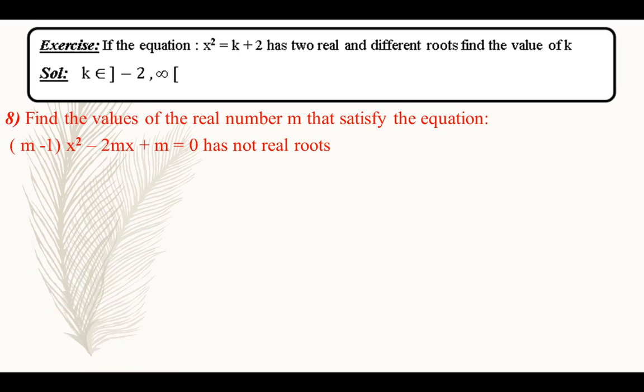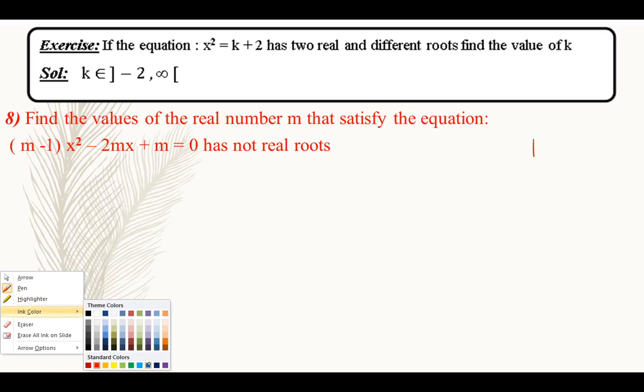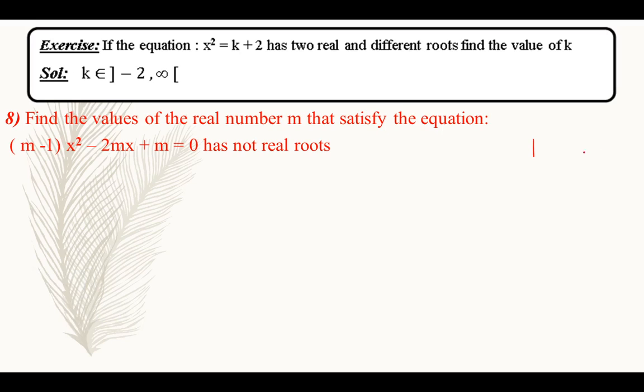That is to say that the discriminant is smaller than 0. This is a very tough example, so focus with me. Here we have A equals m minus 1. B is the coefficient of x, which equals negative 2m. C is the free term which is equal to m.